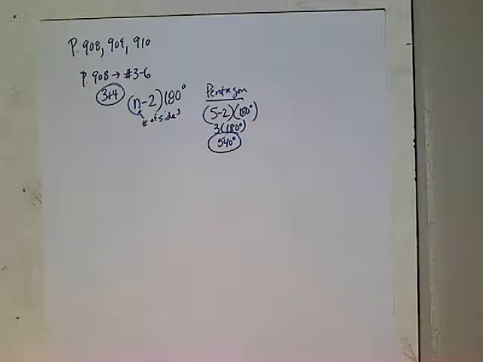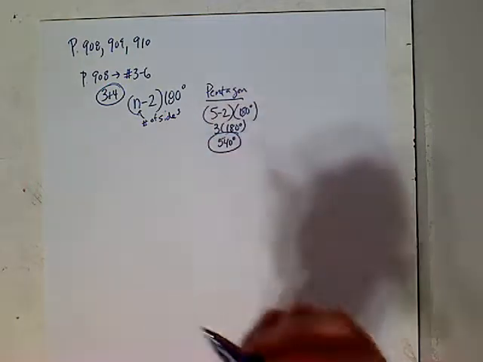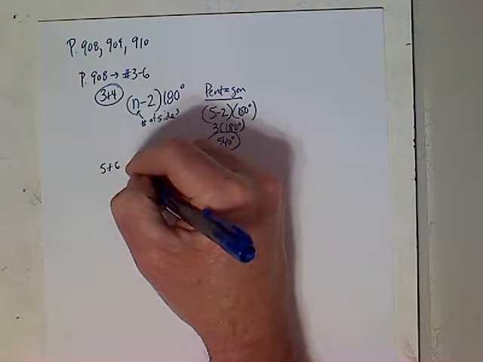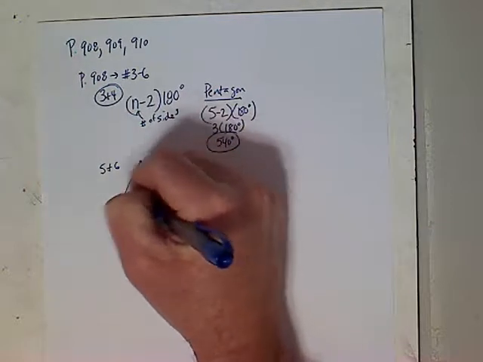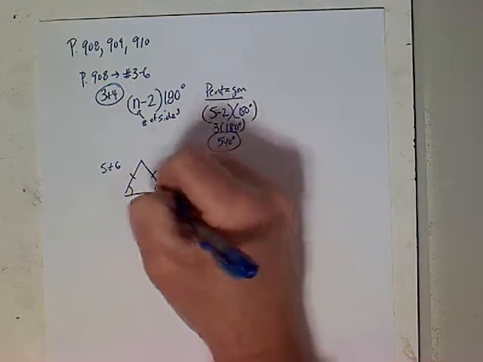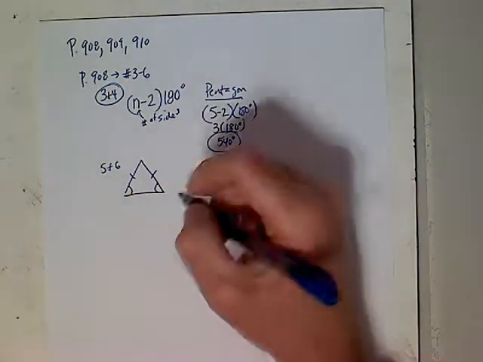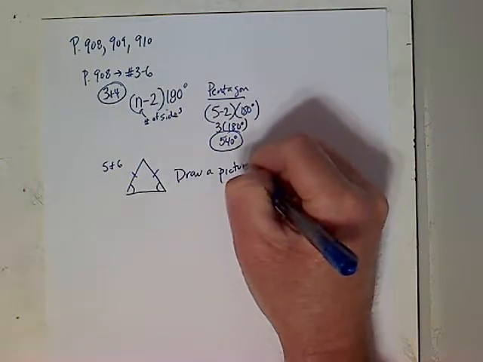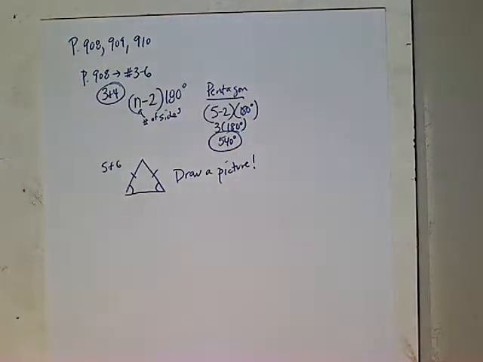When you get to number 5 and 6, I think you'll be okay there. A big thing to remember: isosceles triangles have 2 congruent sides, and the angles opposite them are congruent. When you do 5 and 6, make sure you draw a picture. Again, for 5 and 6, draw a picture. That'll get you through it. Make sure that you do.